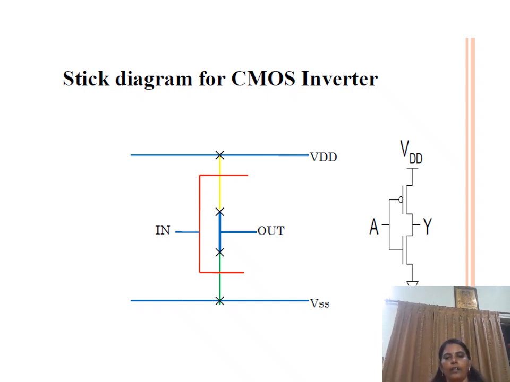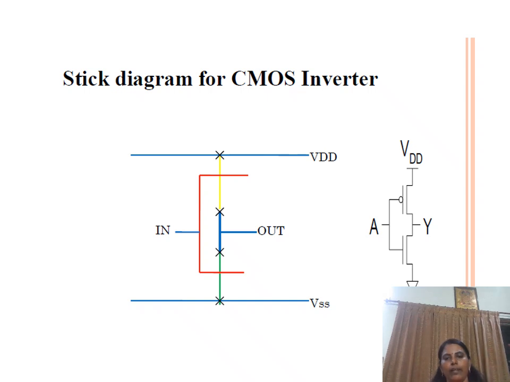So the gate is represented with the help of the red color. The gate, the polysilicon, of both our PMOS and NMOS are connected together and the common input is applied. Then, to connect PMOS and NMOS, we need a metal wire. So the metal wire is indicated by blue color. Then the demarcation line separates the PMOS as well as NMOS.